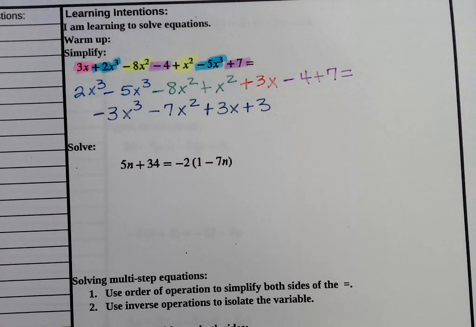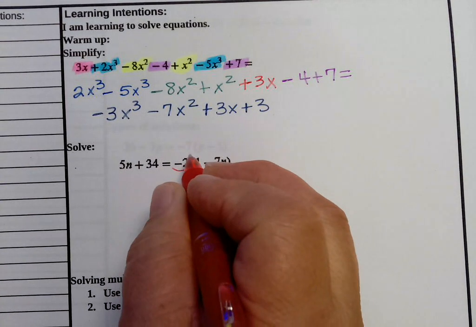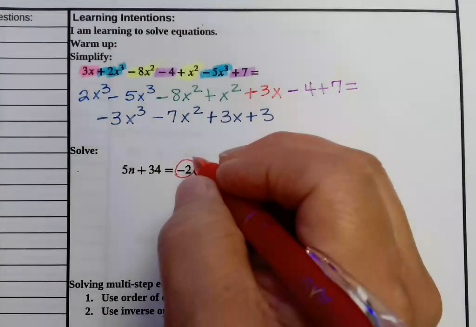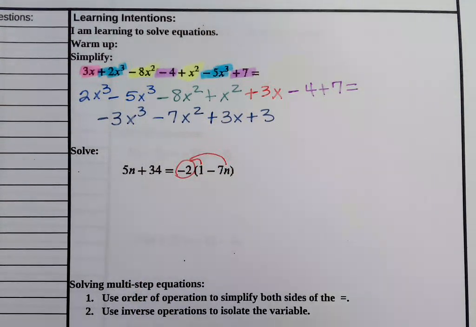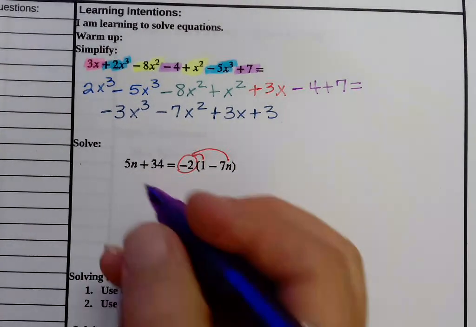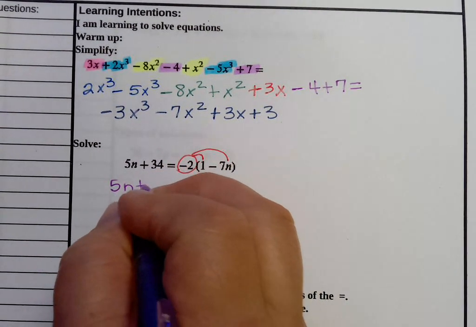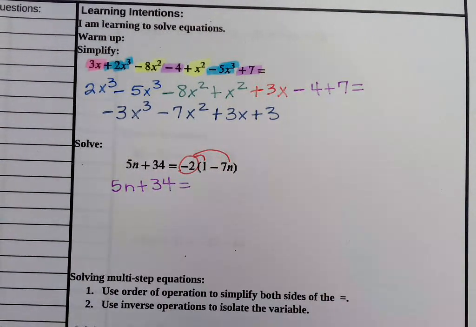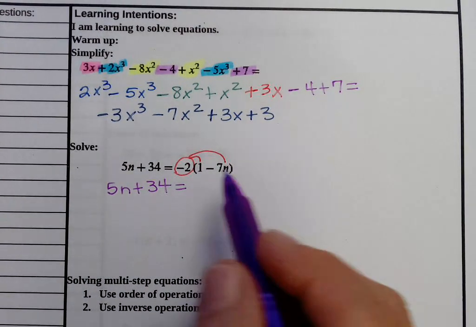Okay, to solve the next one, order of operations says we do what first? Parentheses is true, but there's nothing in the parentheses that can be simplified. So we go straight into our distributive property. You keep that symbol with the number you're distributing, and it goes to both of your terms. The first part of the equation will not change. 5n plus 34 equals.